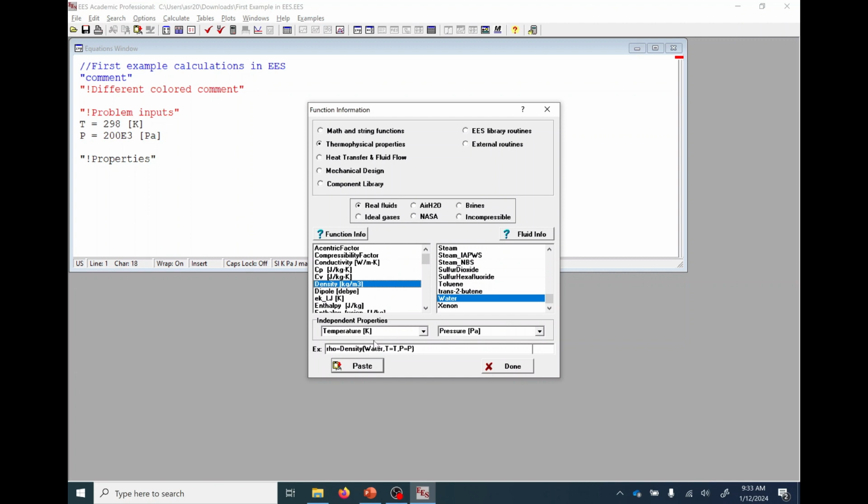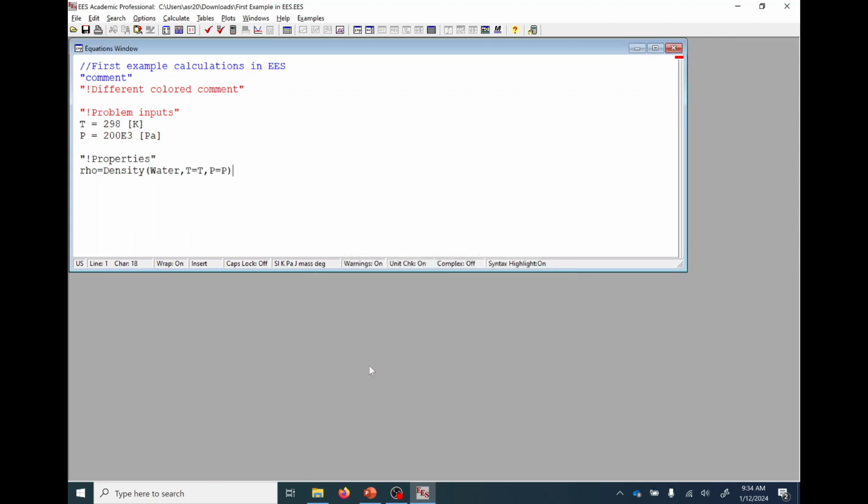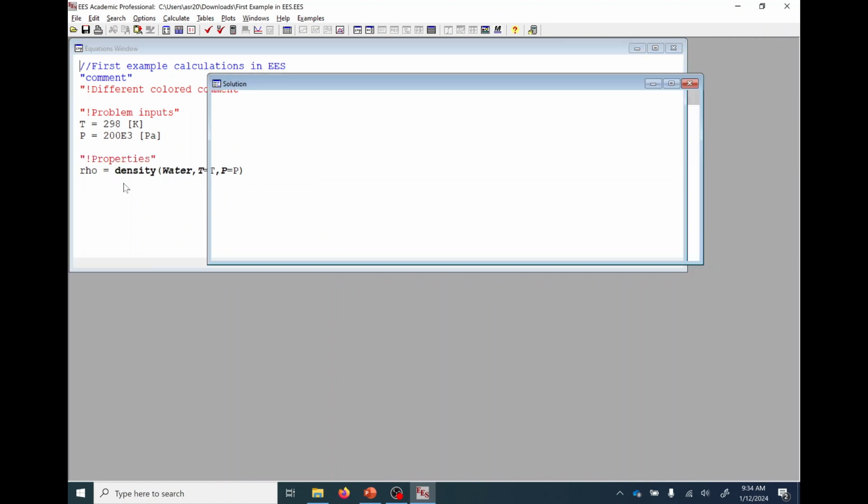And since water is a real fluid and it's a pure substance, the way that we're thinking about it thermodynamically, it has two independent properties. You need to define the state. So here, temperature and pressure are independent. So it gives us this example way to calculate it, which here I'll just sort of use as is. In most cases, I might need to change the name of some of those inputs, but I'm saying I'm evaluating water at some temperature equal to T and pressure equal to P, and I'll get the density out of this. So let's calculate that.